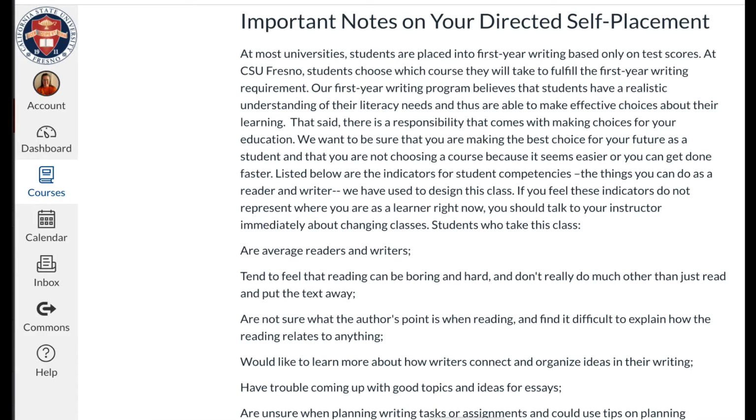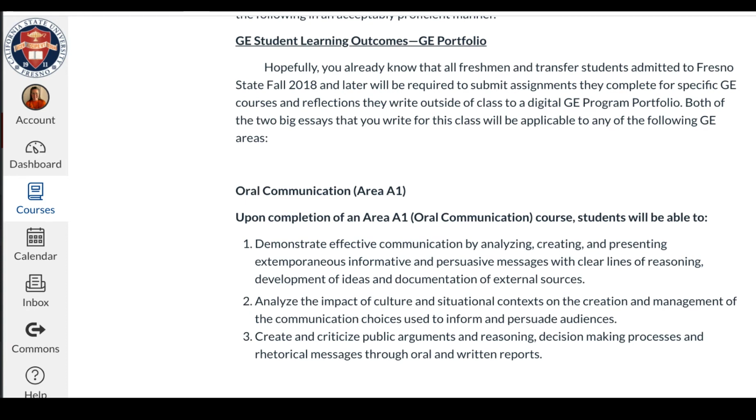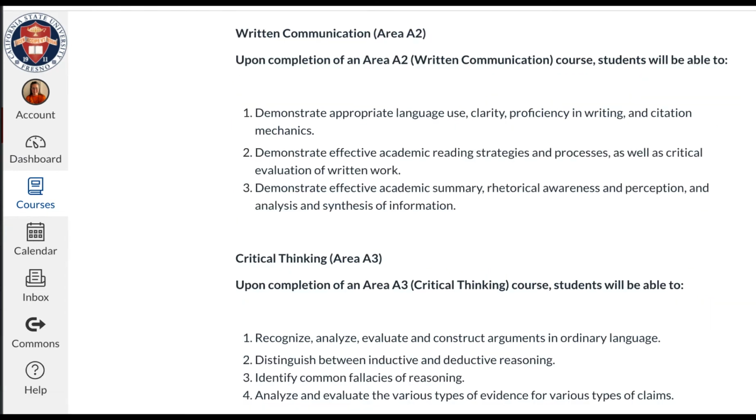Directed self-placement. Again, you have chosen to take 5A, 5B over the course of a year instead of English 10 in one semester. We don't need to necessarily go over that. In terms of learning goals and learning outcomes, I assume at this point you're aware of the GE portfolio. You're going to have to upload something from this class to your GE portfolio. When you get to the end of the semester, you will choose Area 1, Area 2, or Area 3. Those are the 3 places where you will upload one of the major essays for this class.